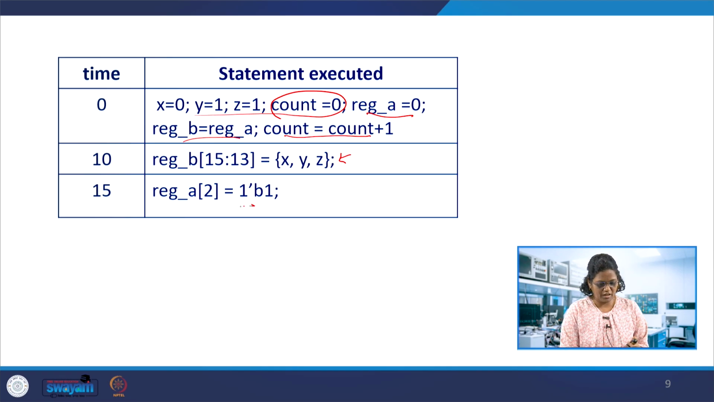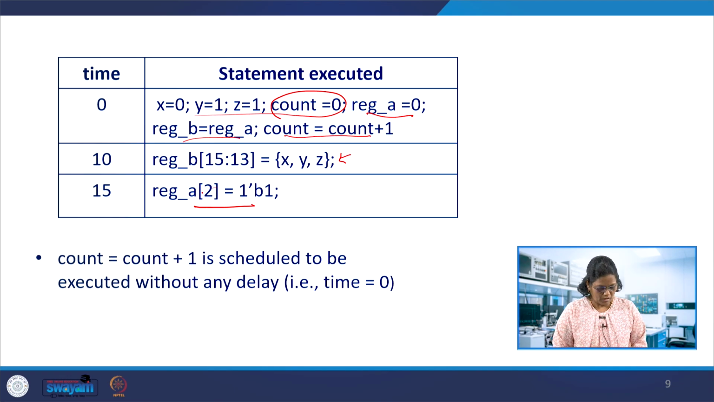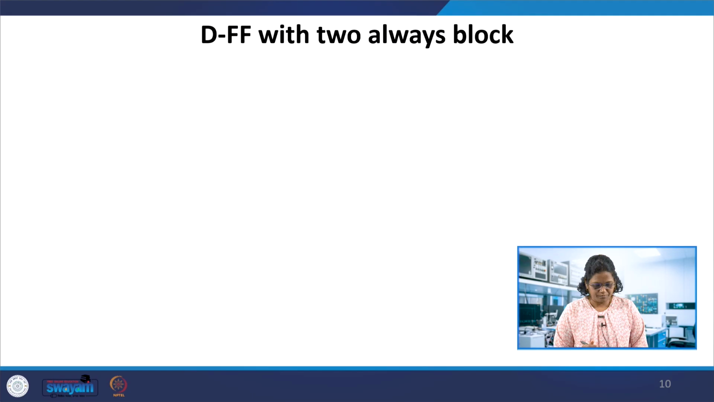You see the last 3 bits of reg B is changed. At 15, this one is made 1, that is in the third bit, that is index 2 is getting 1. So the count equal to count plus 1 is scheduled to be executed without any delay, that is time t equal to 0 itself. Whereas in the previous blocking one, it has to wait up to the 25th time unit. Okay, so you can see the difference between blocking and non-blocking assignments.